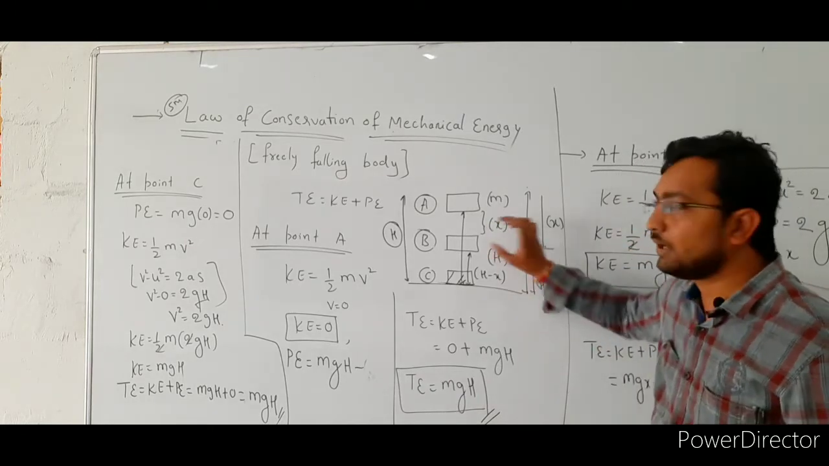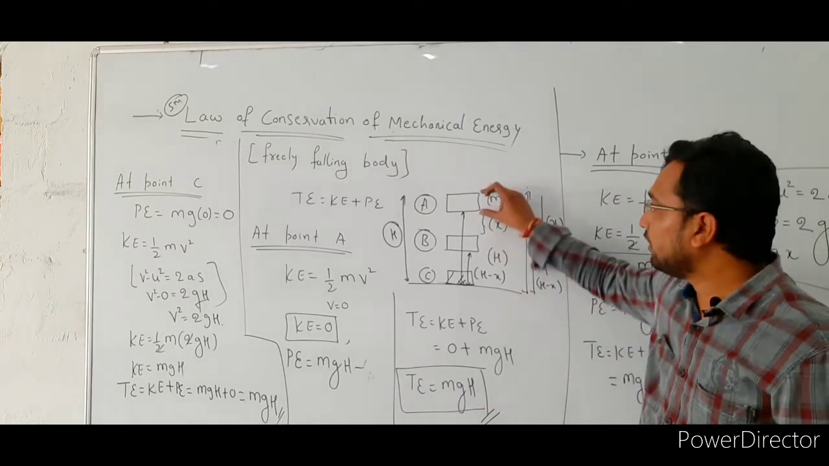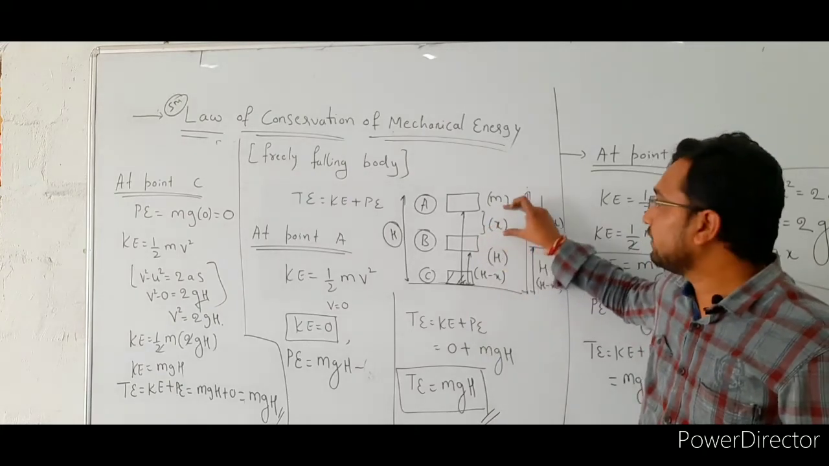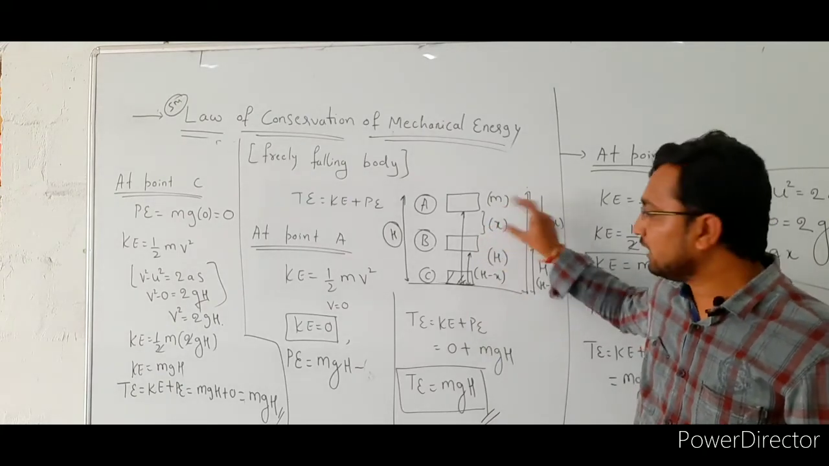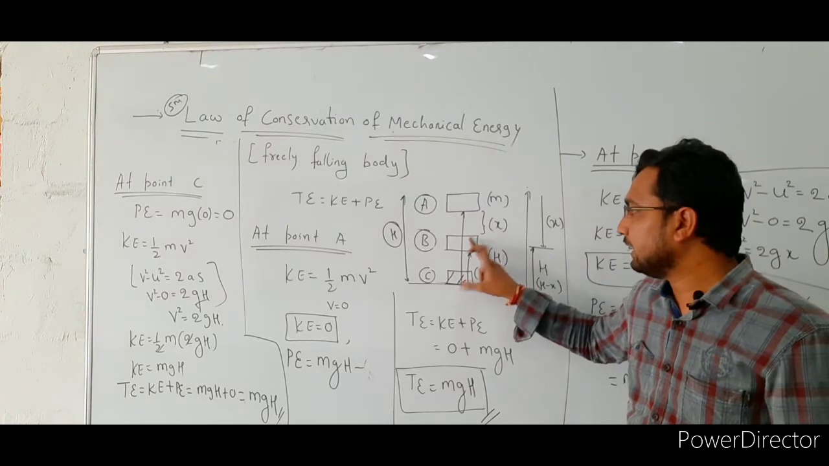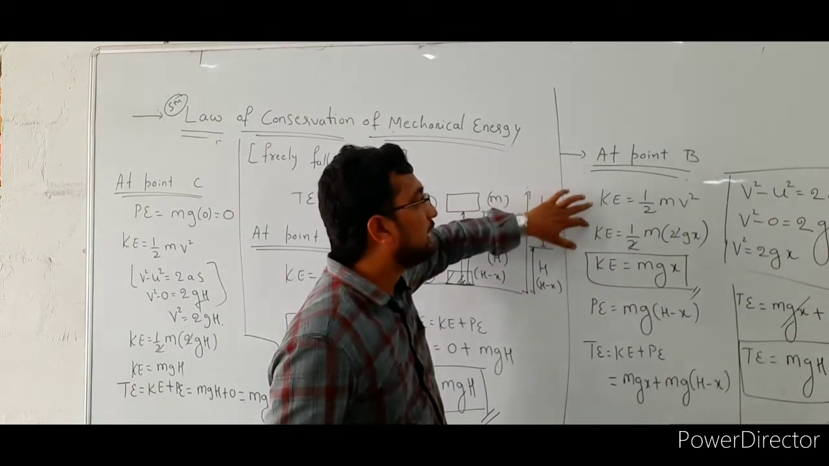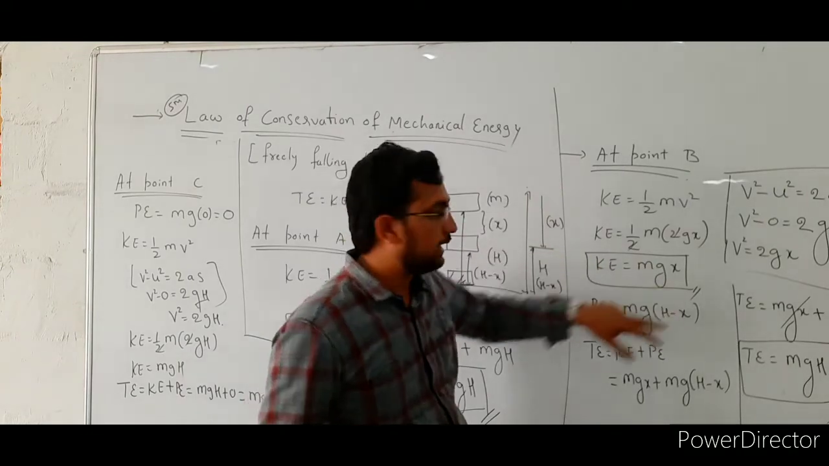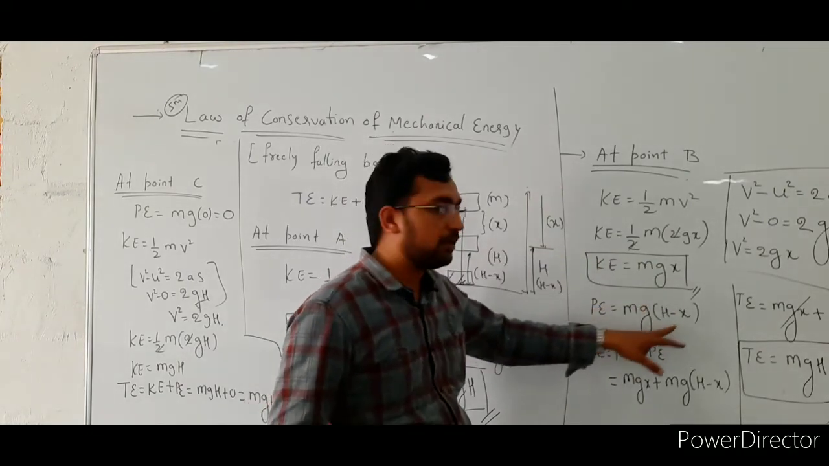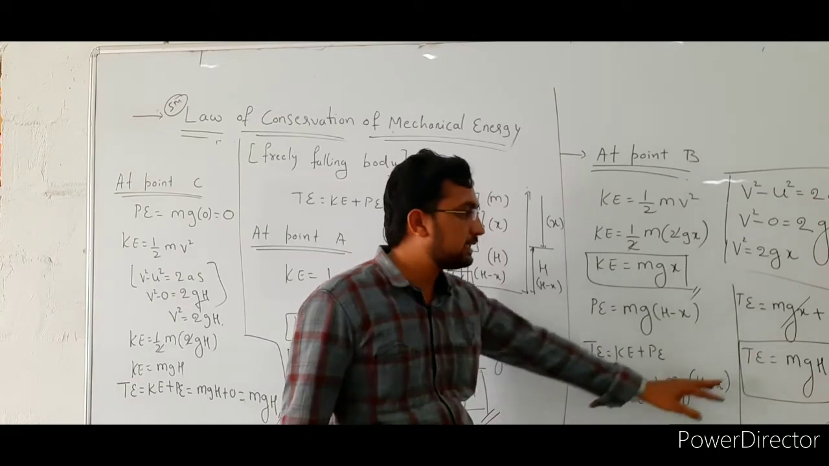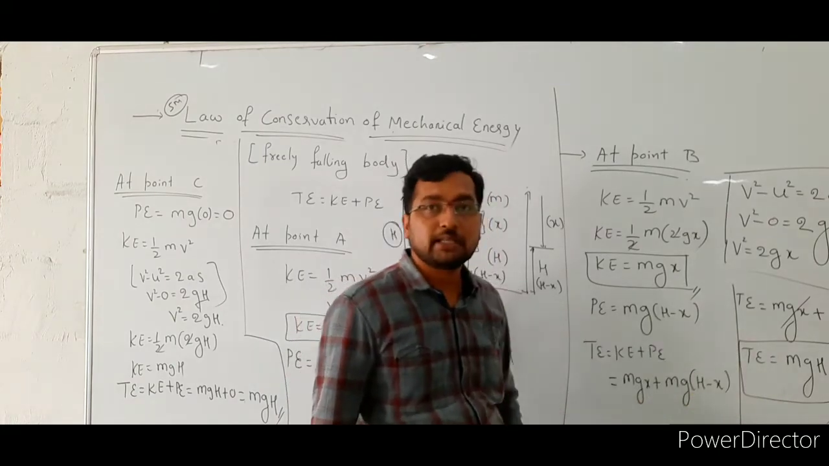Next one, at point B. After some time, the body reaches position B, covering a small distance x. Then we are going to find the kinetic energy and potential energy at point B. Here at point B, the kinetic energy is mgx and the potential energy is mg(h minus x). The total energy is mgh.